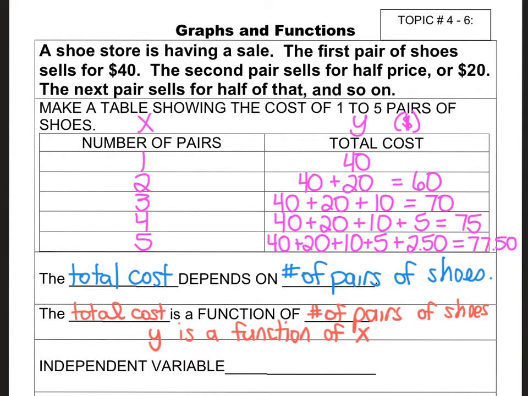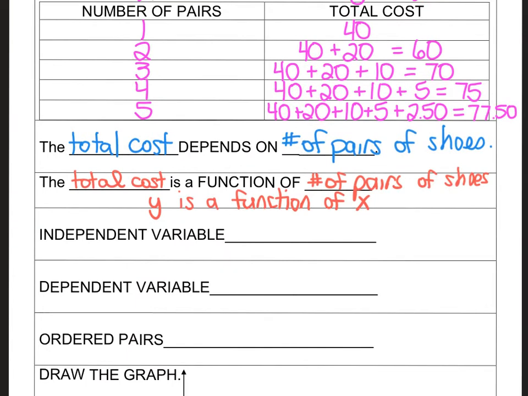So now that we've got that, which one's the independent variable? Well, if we know that Y depends on X, then X would be the independent variable, and that would be the number of pairs of shoes. And just in case you forget, I'm going to go ahead and write X under independent. So that must mean the dependent is the Y, or the total cost.